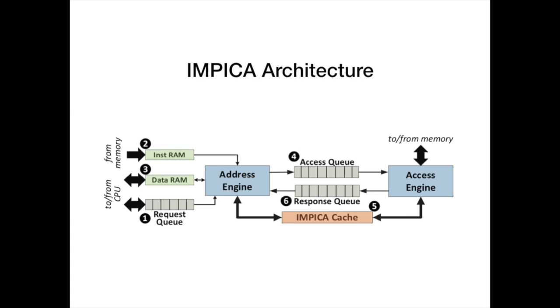To accomplish this, and to ensure some degree of parallelism, the in-mem-proc architecture has two main parts. First, an address engine, which generates the addresses specified by the pointer, and secondly, an access engine, which performs memory access operations using addresses generated by the address engine.